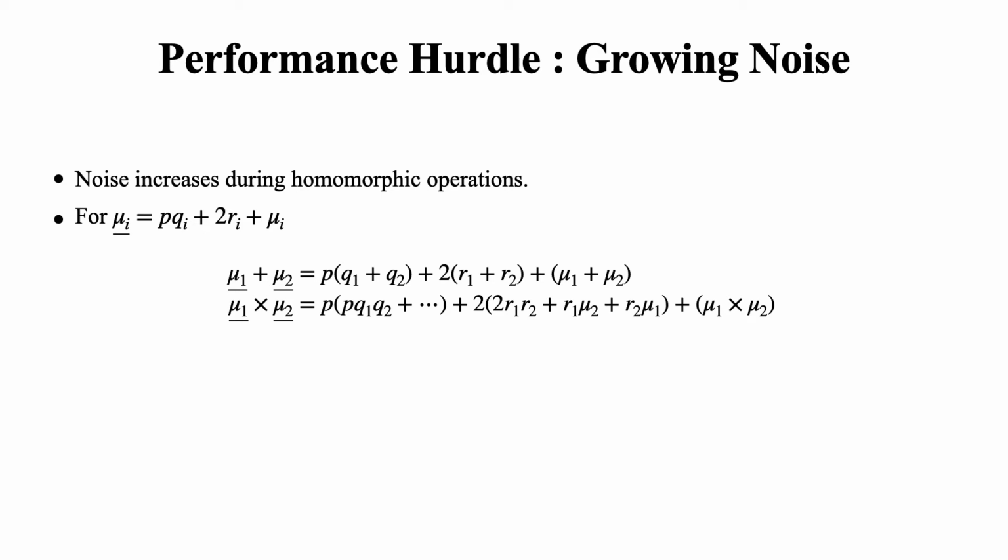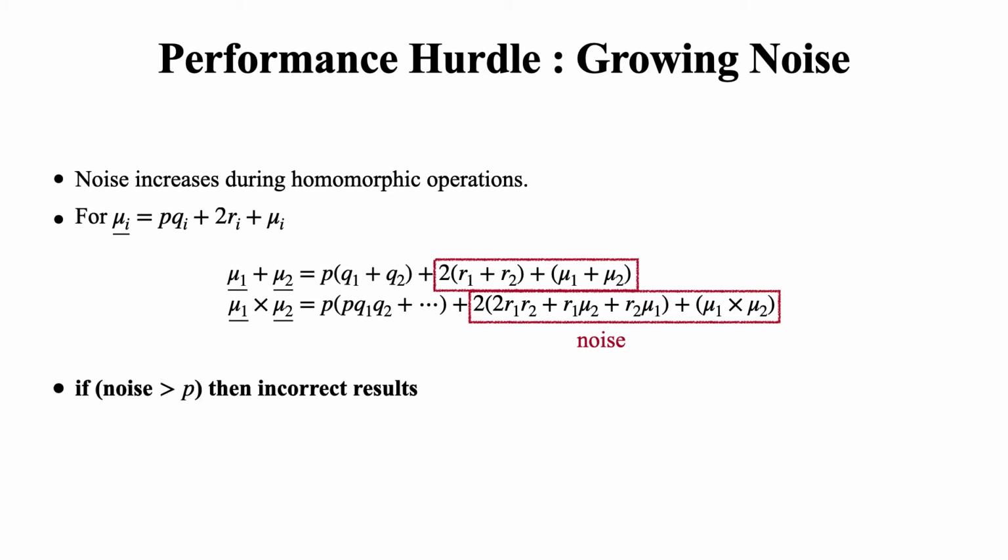Until now, it seems quite pretty, but the growing noise term during homomorphic operations is a serious performance hurdle to HE. The boxes in the following equations show the noise terms. An important thing is that if the size of the noise term exceeds P, we may get incorrect results after decryption. To prevent this, we should select a big enough P so that the noise term cannot exceed P during homomorphic operations.